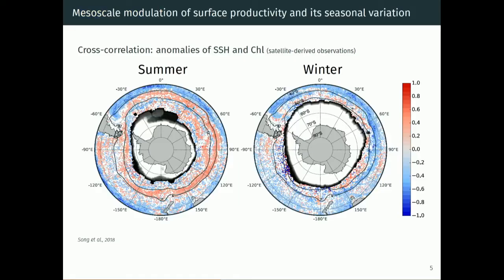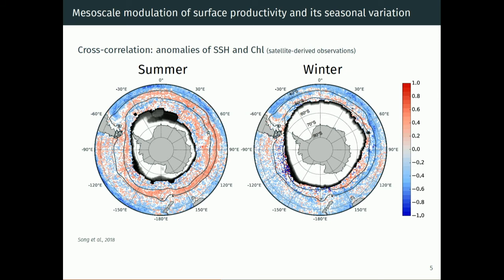So, for instance, here is a correlation between anomalies in sea surface height and anomalies in surface chlorophyll over the Southern Ocean. Where the picture is red, we see positive correlations between positive anomalies in sea surface height. Those are associated with anticyclonic features, anomalous mass in the water column. And the mechanism here is that anticyclonic mesoscale features are associated with the depression in the mixed layer depth.